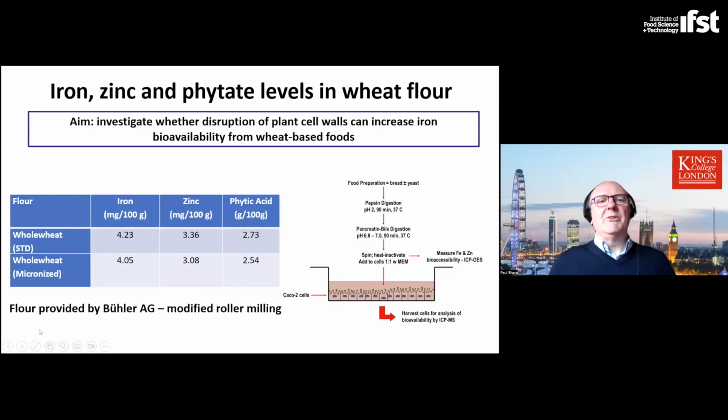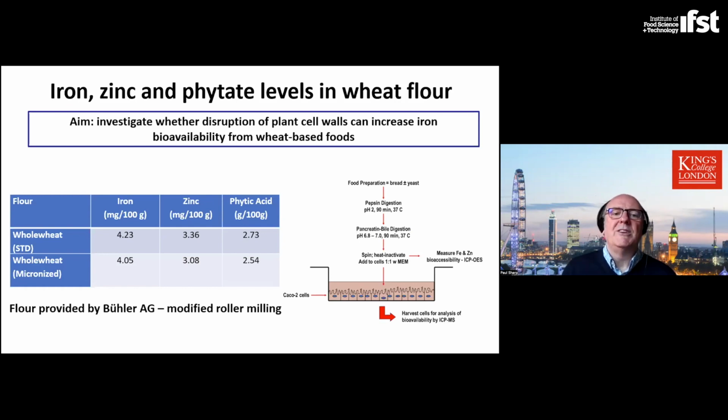Okay, so the aim of the project was to see whether we could disrupt the plant cell walls in some way, and whether this would increase the bioavailability of iron from wheat-based foods. So Beulah provided us with 2 batches of flour, one which had been through a standard milling process, one which had been through a micronization process, and this is a modified roller milling process.